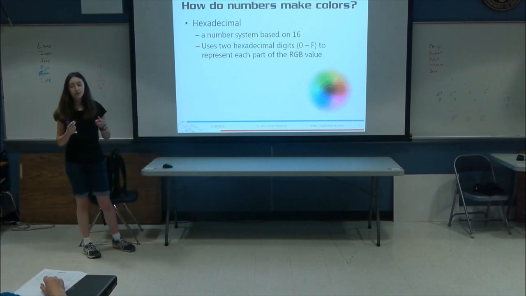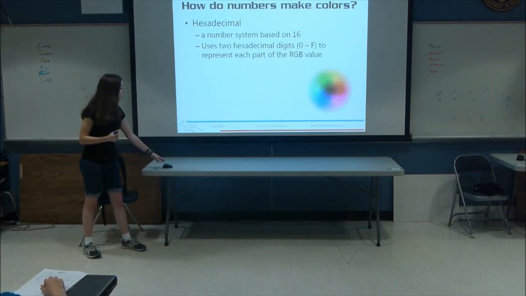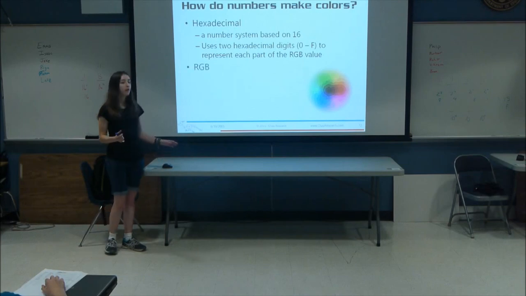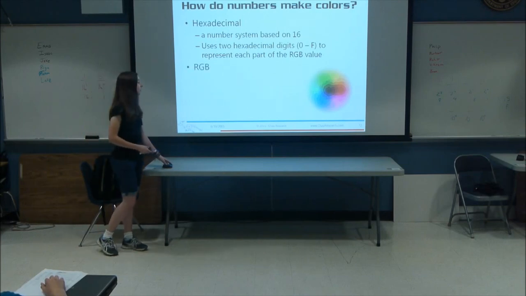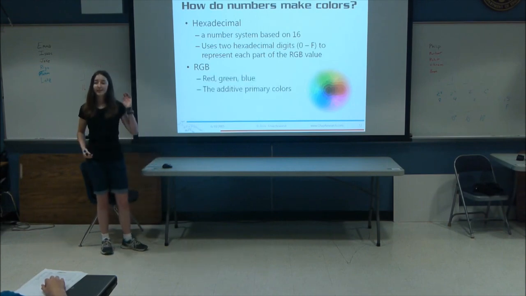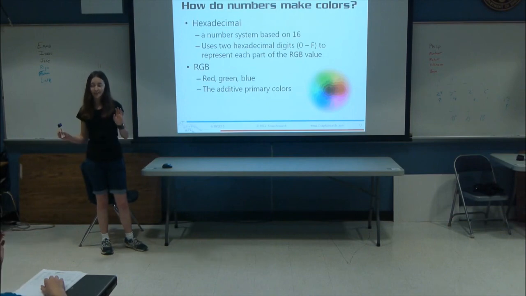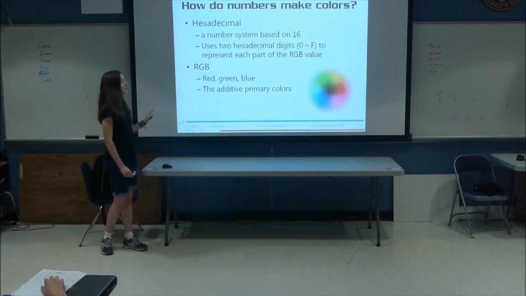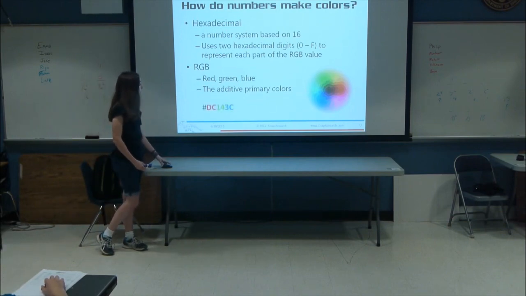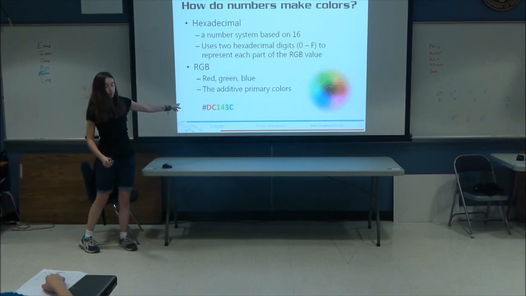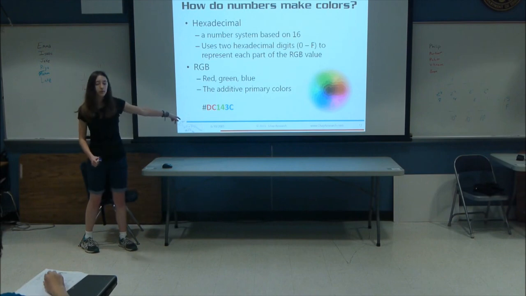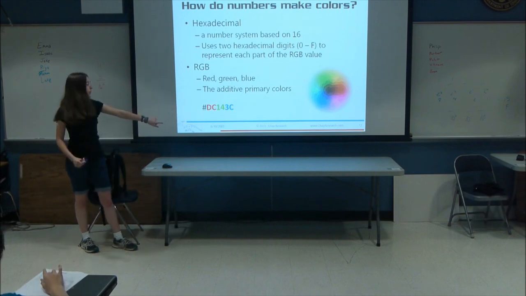Okay, so you use 2 hexadecimal digits to represent each part of the RGB value. Anybody know what RGB stands for? Red, green, blue. All right. And they're the additive primary colors. I had a slide on color theory. I'm sorry, if you want to look at my PowerPoint online, you can. Trust me, they're the primary colors. So, for example, the 2 digits at the beginning represent red, the ones in the middle are green, and the ones at the end are blue.